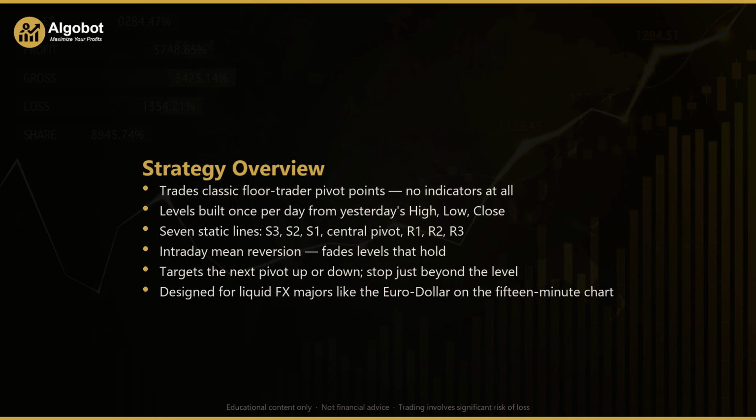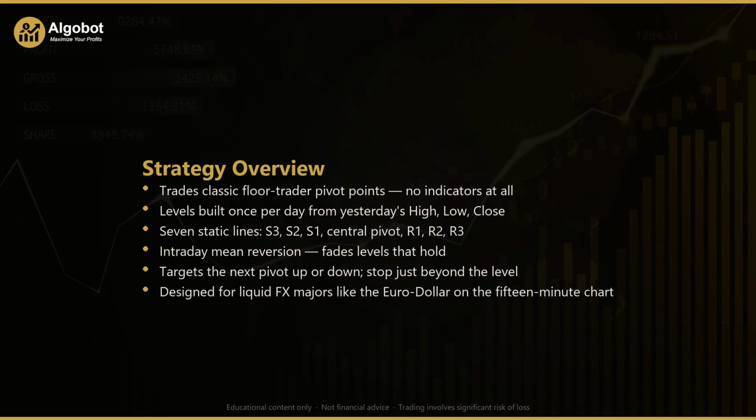So what does this expert advisor actually do? Floor pivot reversion is built on one of the oldest ideas in technical trading, the floor trader pivot points. Every single day, before the session really gets going, the strategy looks back at the previous day's price action and pulls out three numbers: the high, the low, and the close. From those, it calculates a central pivot, which is simply the average of the three. Around that central pivot, it then builds three resistance lines above and three support lines below, giving a ladder of 7 horizontal levels in total.